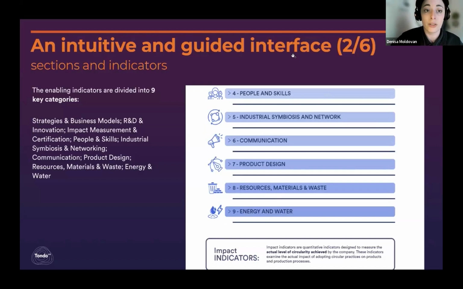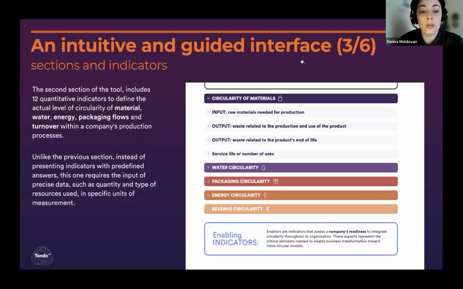This section is not mandatory, but in order to obtain the results of this part and the graphical representation at the end, we advise to fill in at least 2 indicators for each category. While the second section of the tool, as I said, includes 12 quantitative indicators, providing the actual level of circularity of material, water, packaging, energy, and revenue.